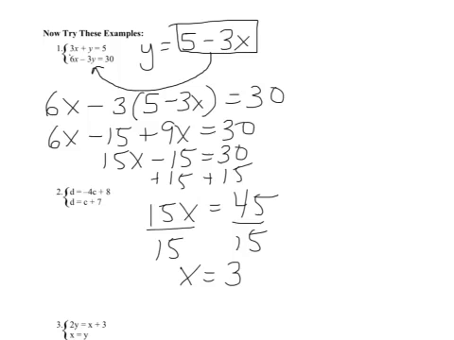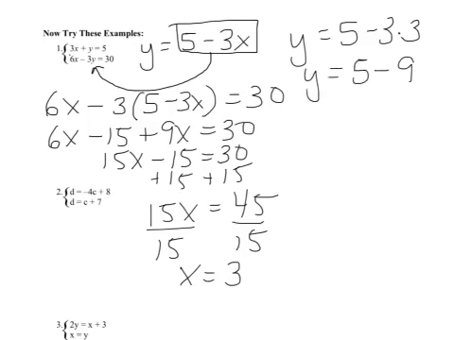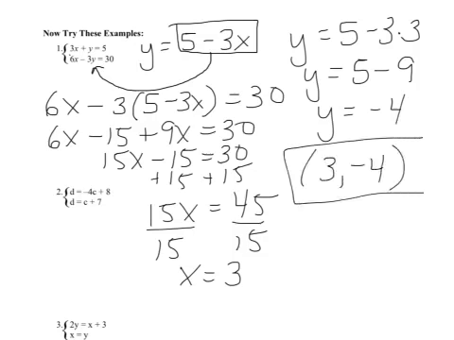So what we're going to get is y is equal to 5 minus 3 times 3, which gives us y equals 5 minus 9, and 5 minus 9 is negative 4. So your ordered pair is 3, negative 4, and that is the solution to the system. Then you're going to take that and plug it into your x and y for both equations to see if that works. I'm going to let you do that on your own.